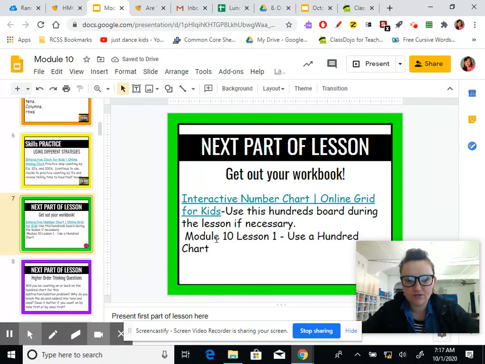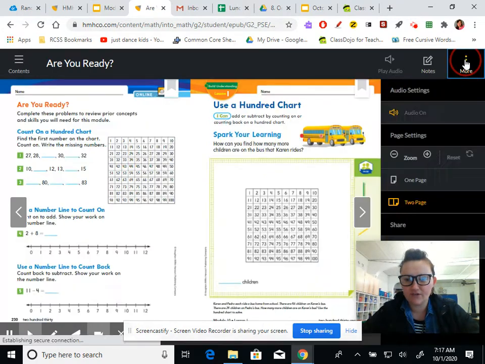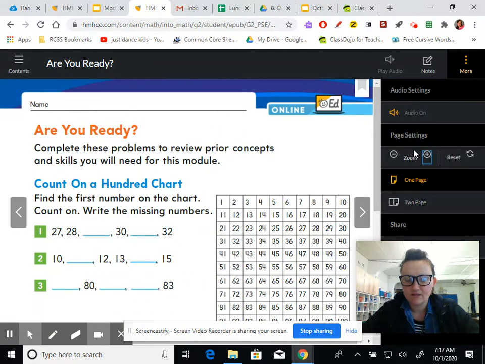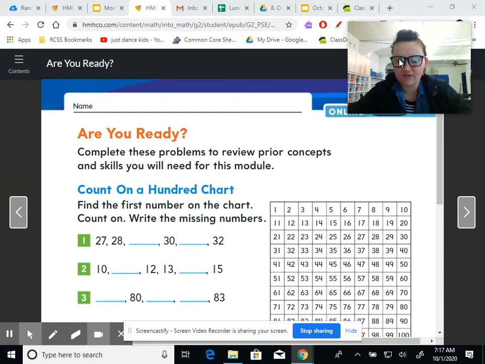And then I want you to go to Module 10, Lesson 1. You're going to learn how to use a hundreds chart. You're probably like, Miss Clark, I already know how to do that. Well, there's no harm in reviewing from last year. So let's do the Are You Ready first. Let me get my page set up. Okay, zoom in. All righty. I'll move myself out of the way.